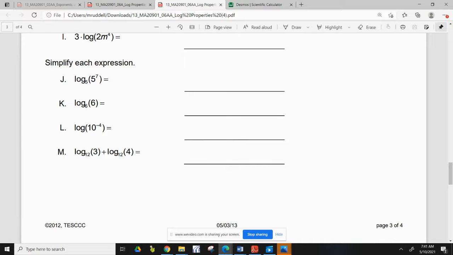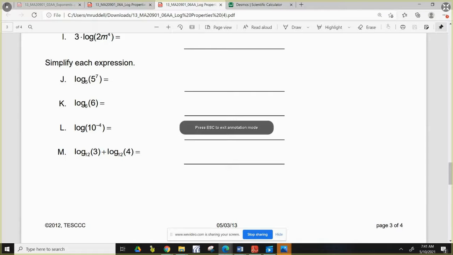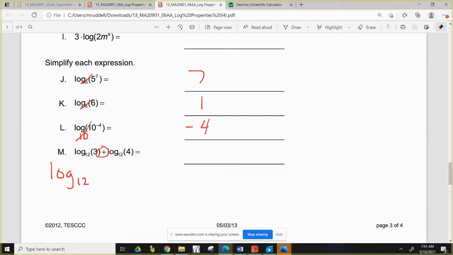All right. A little bit more. Remember, if the base and the argument are the same, these 5s are the same, your answer is your exponent. So this is 7. Argument and base the same, that's 1. This base is understood to be 10 because it's not written. It's negative 4. This one, we have addition. Multiply 3 times 4. Those cancel. We have 1.